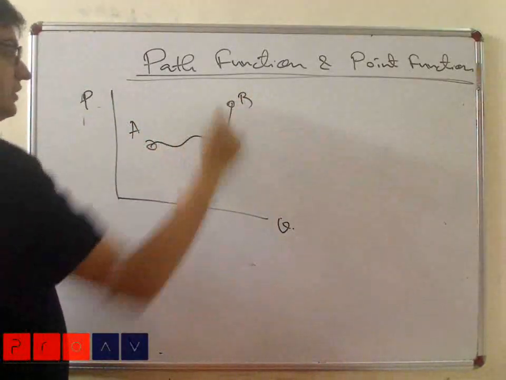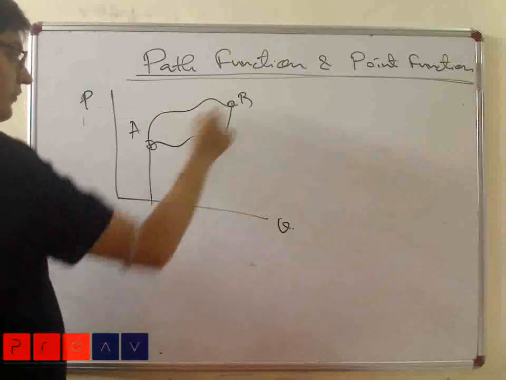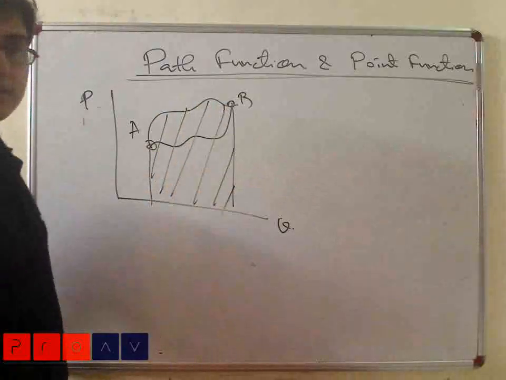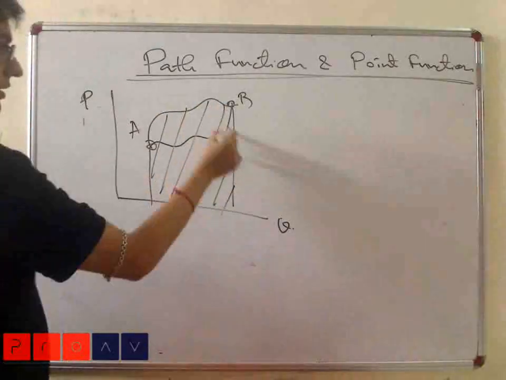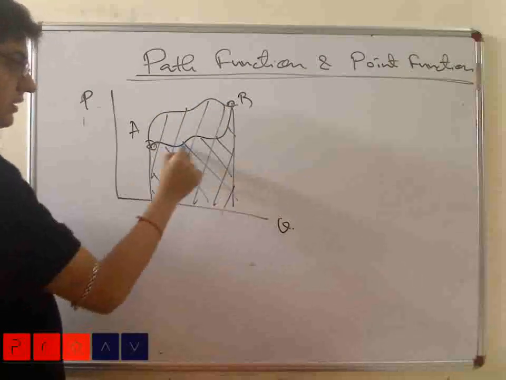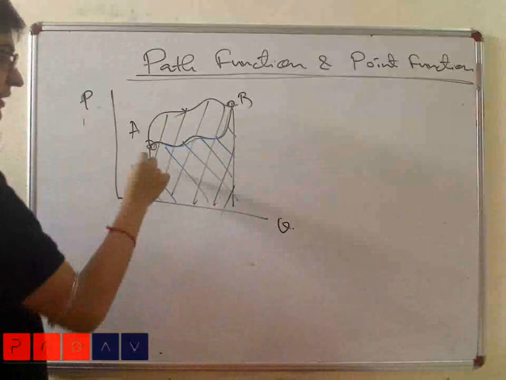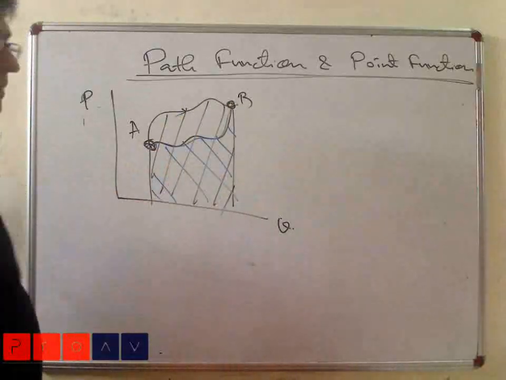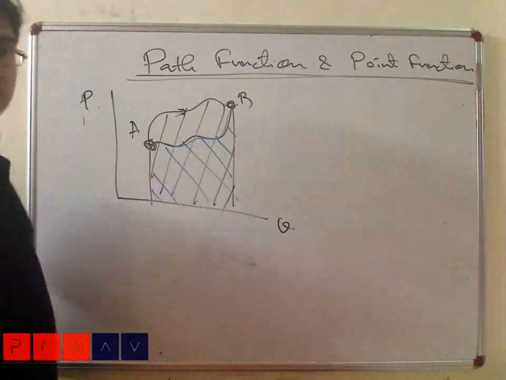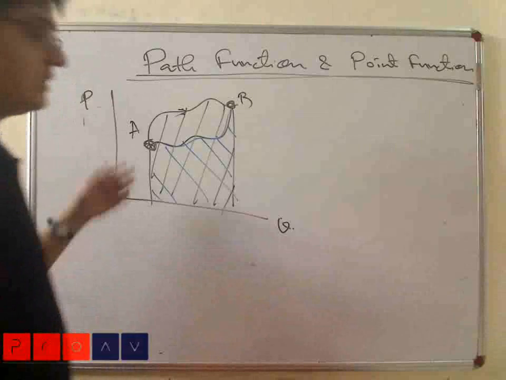Now, if this is like this and this is like this, in the first case, work done is this much, and in the second case, this much area under this curve. So this depends not only on the states A and B, but also on the path, the intermediate state points between A and B. So this is known as path function, where it depends on the path.